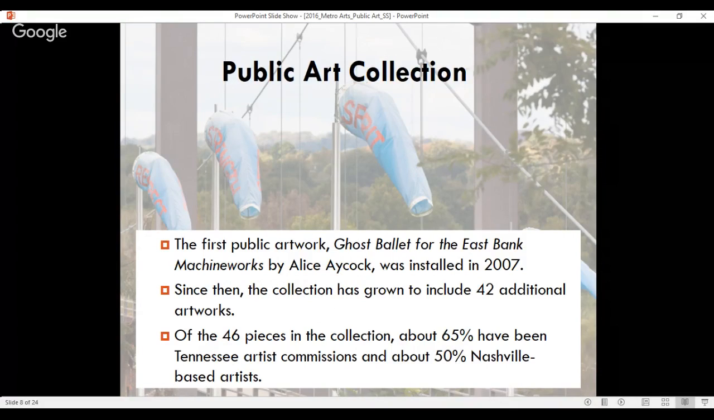The public art collection now consists of, I believe, 46 pieces. About 65% of those pieces are from Tennessee artists, and about 50% are Nashville-based artists. The first public artwork was Ghost Ballet, which a lot of you might be familiar with. That was installed in 2007, and it has grown since then, and we hope to continue to grow that collection.